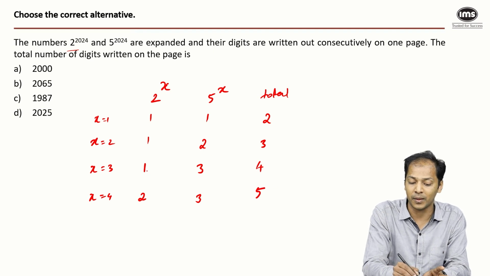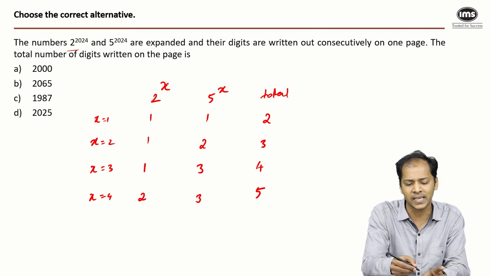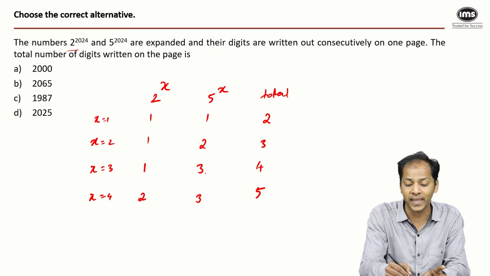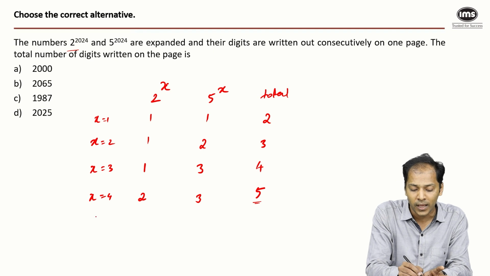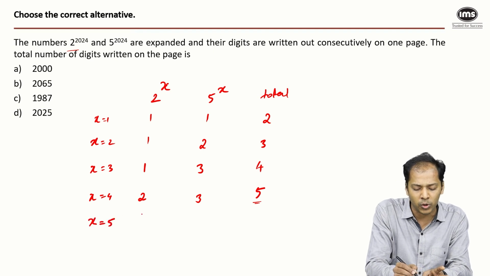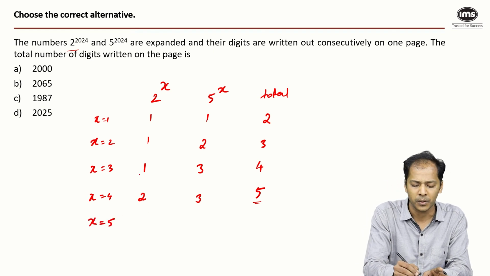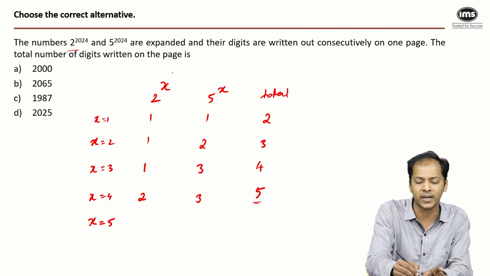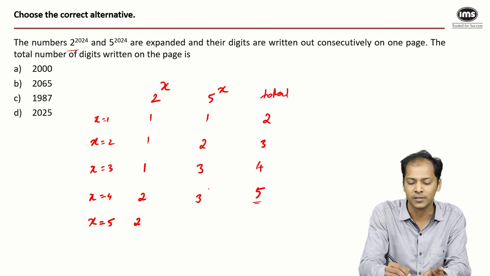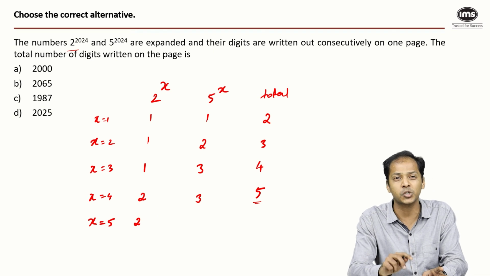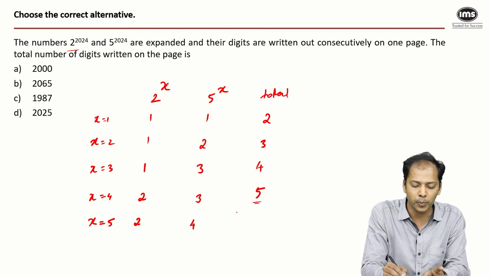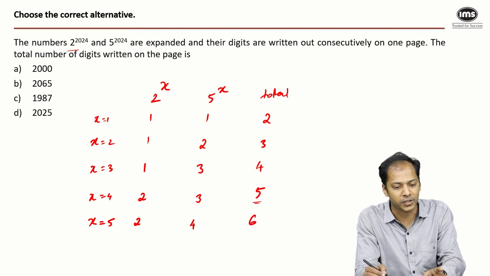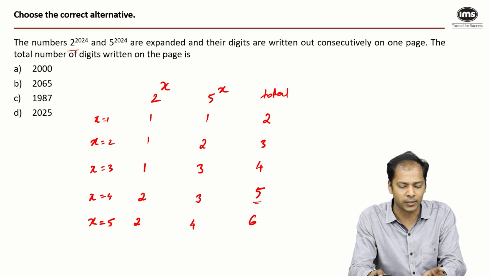So here when the number of digits in 2 raised to the power x increased by 1, the number of digits in 5 raised to the power x remained the same, and overall the total digits increased only by 1. And I think I found a pattern. When x equal to 5, 2 raised to the power 5 is 32, which has 2 digits. 5 raised to the power 4 is 625, into 5 would be in the 3000s, it's actually 3125, it has 4 digits. 2 plus 4, 6 is the total number of digits. I think I've clearly found a pattern now.